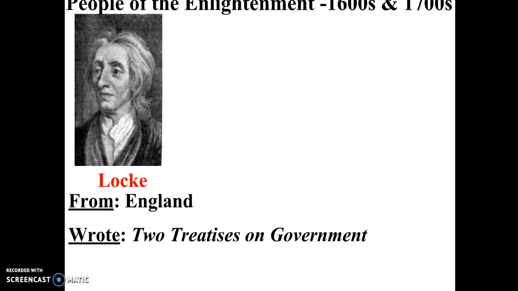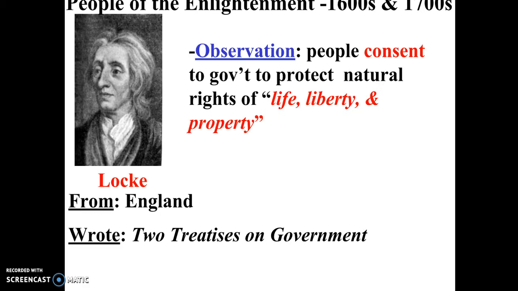So he writes Two Treatises on Government, and Locke is totally different. His observation is completely different. He observes people, and he says, yes, people consent to a government, but not to scare each other so that we never do anything bad, like Hobbes. He says that we consent to a government to protect natural rights of life, liberty, and property.